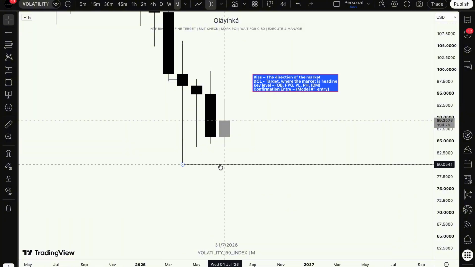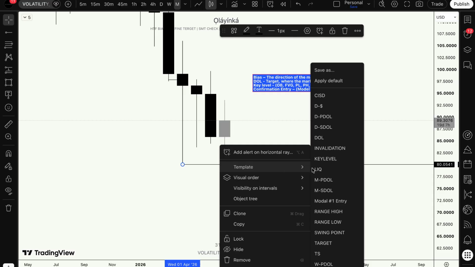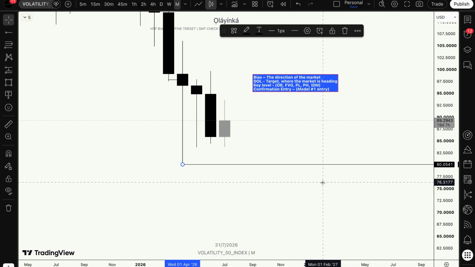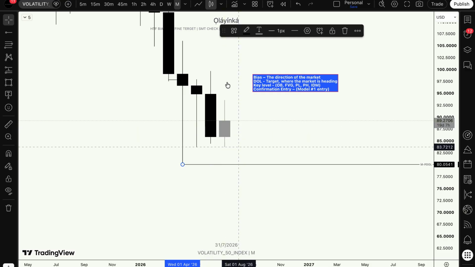So I'm expecting price to get to this draw on liquidity. This is my primary draw on liquidity, because we have primary draw on liquidity and we have secondary draw on liquidity. Maybe I might make a video to explain that later, but this is a monthly primary draw on liquidity. So I'm expecting price can go up, go down, but I'm still expecting price to get to this price.